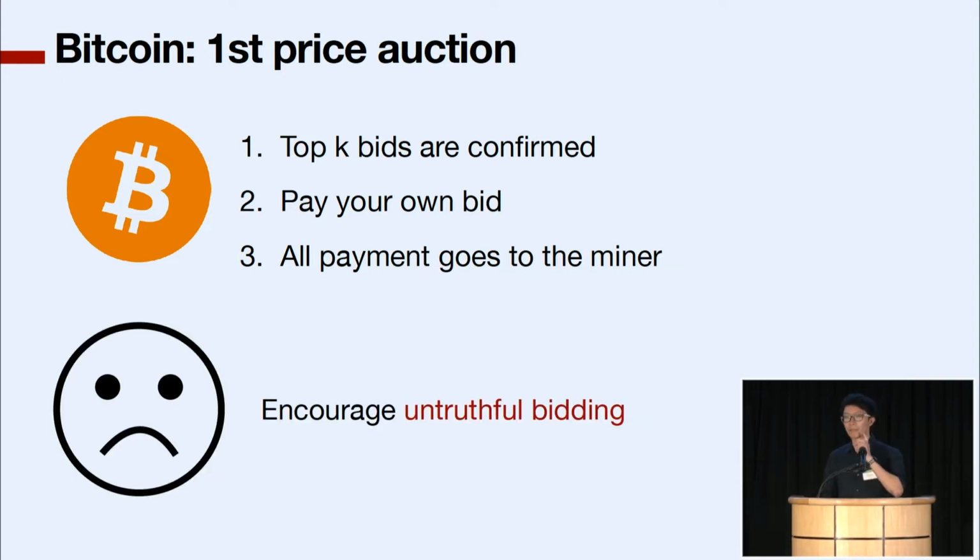But what's the problem? If you use this pay-your-bid mechanism, it actually encourages users to bid untruthfully. Let's say your true value for your transaction is $2. Are you going to bid $2? Not necessarily. You will try to monitor the market, and try to bid the bare minimum that you can get into the block. So if most people just bid, say, $1, why am I going to bid $2? I can just bid like 1.1, just try to get in.